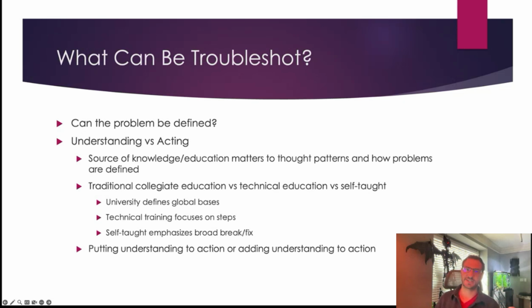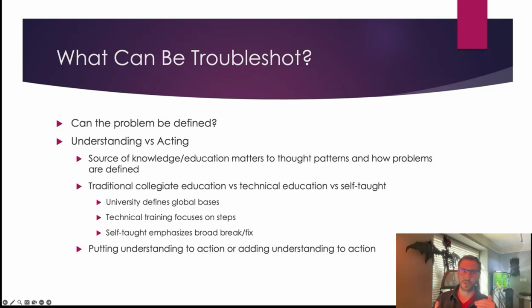So what can be troubleshot? And yes, that is the correct past tense. So many different tenses, but troubleshot is a word. Yes. How do you identify whether something can actually be troubleshot, right?